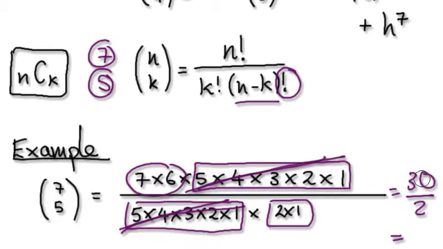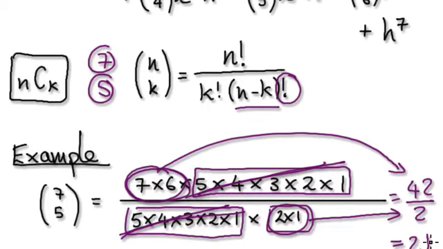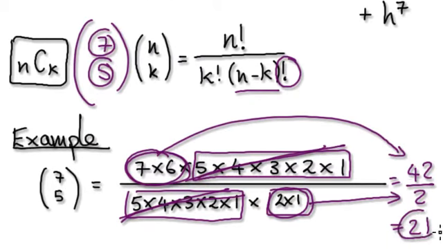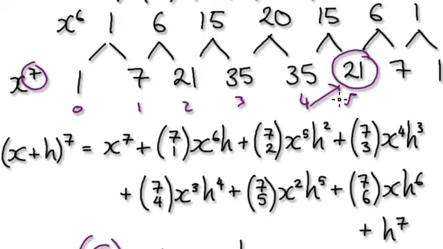Sorry, hang on, not 30. 7 times 6 is 42. So it boils down to this thing here, which is 42, divided by 2, which will give you 21. So 7 choose 5 should give us 21. If you go back up here, you see 7 choose 5, the 5th position here, remember 0, 1, 2, 3, 4, 5. It is indeed 21. The coefficient here is 21.